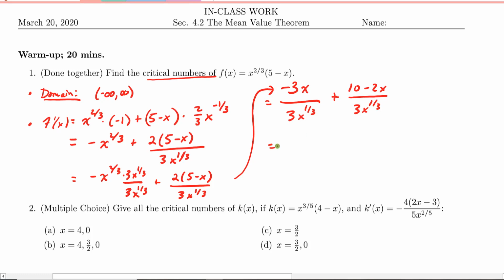And now I'm in a position to actually combine these fractions together. And I'm left with 10 minus 5x all over 3x^(1/3). So all of this work was to rewrite the derivative as a single fraction.